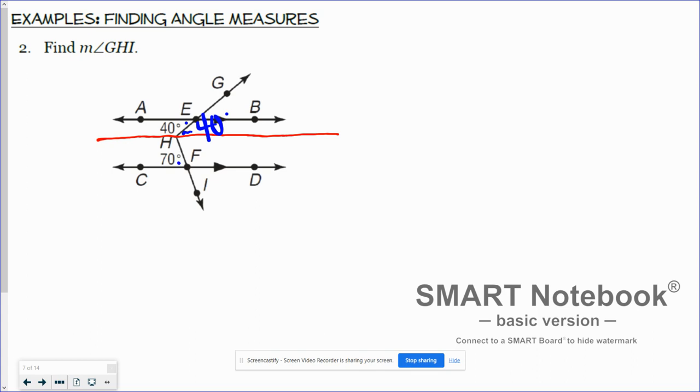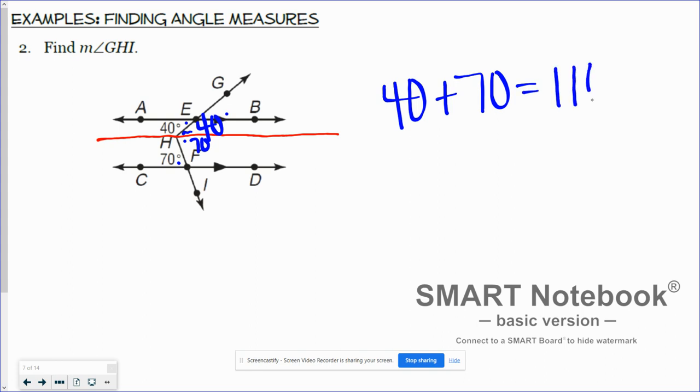Well, if this angle is 70, then this angle right here is also 70. Now we just need to add 40 plus 70 together, and we'll get the measure of GHI. So GHI is 110 degrees.